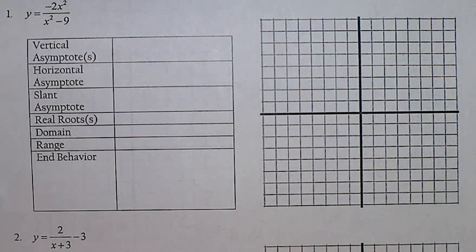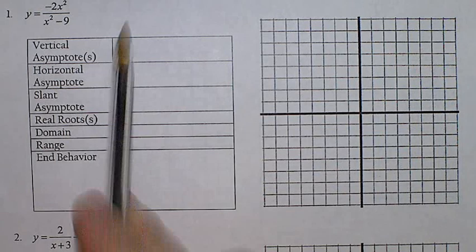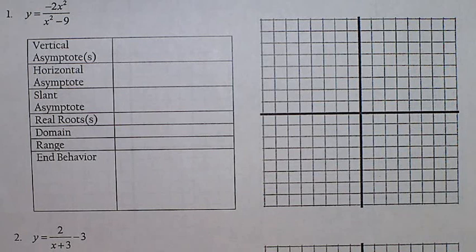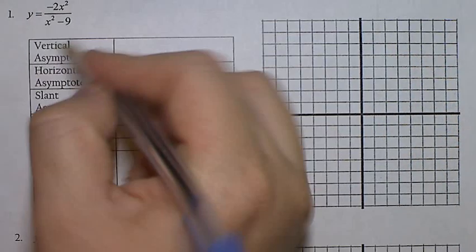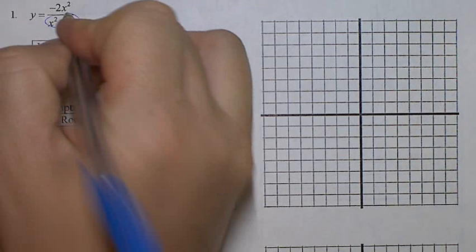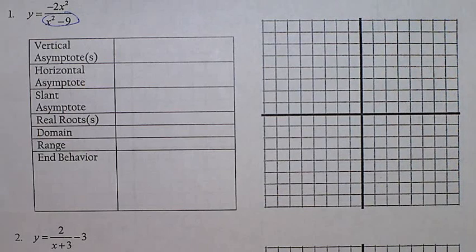Number one, on your test, it is worth 10 points, like I told you before. This is just a general rational equation. We're going to graph it. And these are the things that we're going to fill out if they apply. So first of all, let's go with vertical asymptotes. I know that if I set the denominator equal to 0, I can find the vertical asymptote.